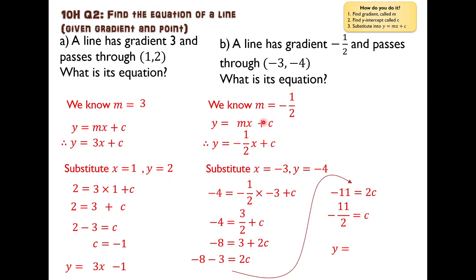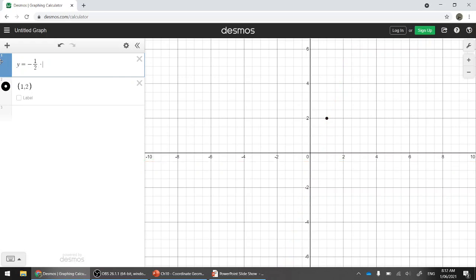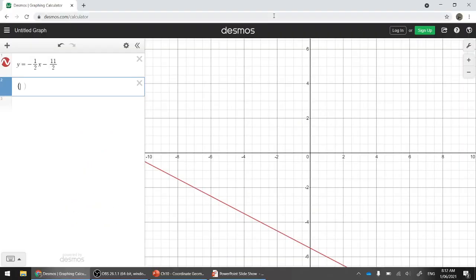So y is mx plus c. In other words, we know m is negative a half. y is negative a half times x. And c is negative 11 over 2. Whoa, what a monster of a question. Let's just check that because this is a monster of an equation with negative fractions in it. y equals negative a half times x minus 11 over 2. And we wanted to check that it goes through the point negative 3, negative 4, which is there.